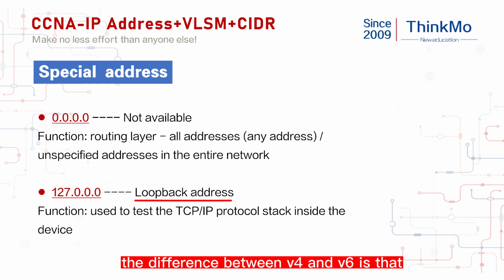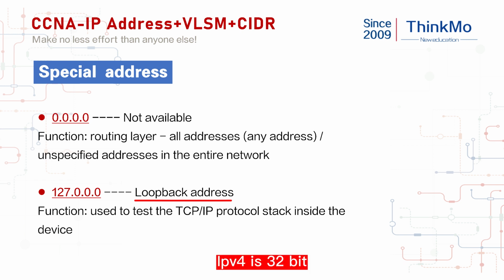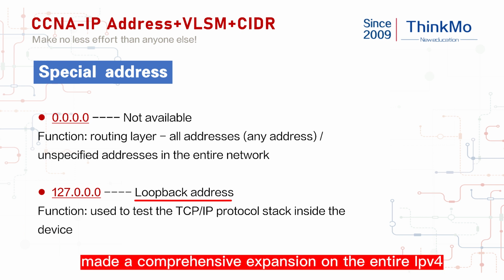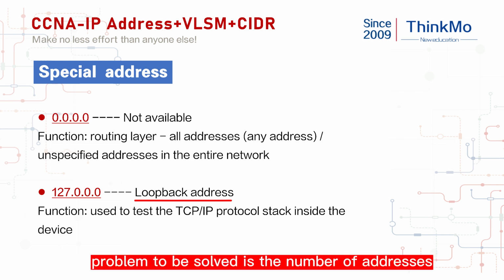The difference between v4 and v6: the first point is the address space. IPv4 is 32-bit. IPv6 is 128 bits. IPv6 headers are more compact, take up less space, and implement more functions. It is a comprehensive expansion of the entire IPv4. In fact, the first problem to be solved is the number of addresses.